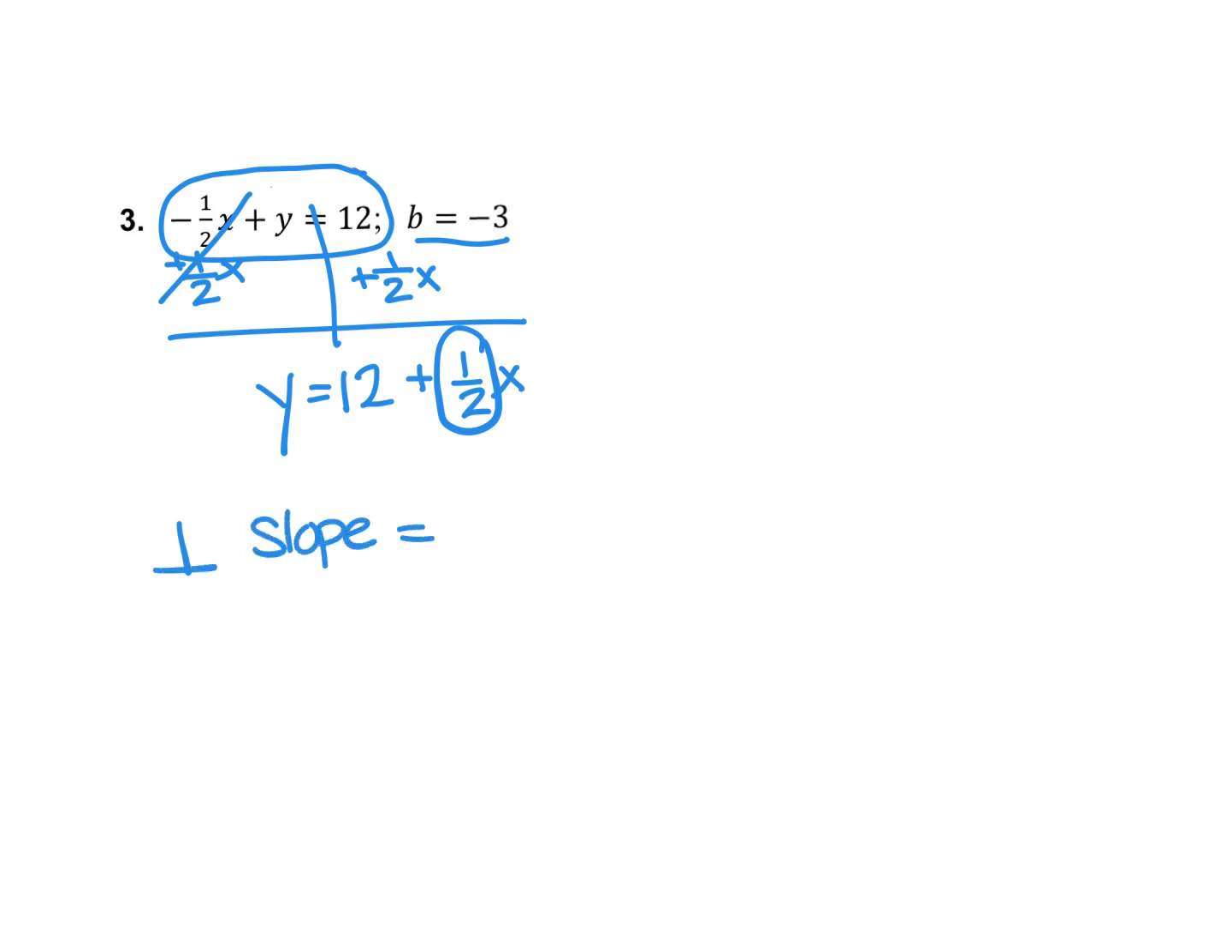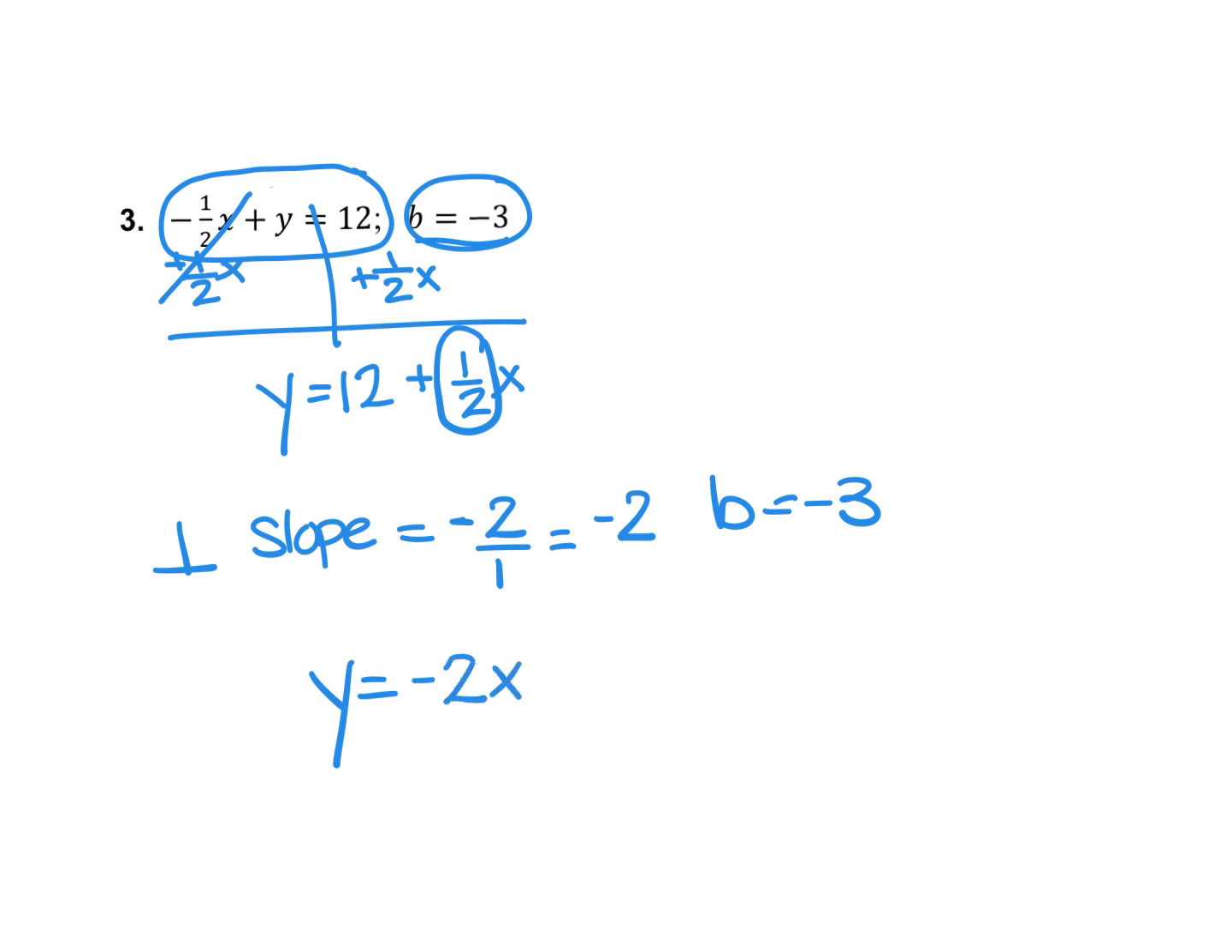So the opposite of positive is going to be negative, and the reciprocal or the flip of 1/2 is going to be 2 all over 1, and I can leave it like that, or I can just write it as -2. And then remember, we've got a y-intercept of -3. All right, so let's go ahead and put it into our equation. We have y is equal to, our slope is -2, and that goes with our variable, and then we're going to have -3.